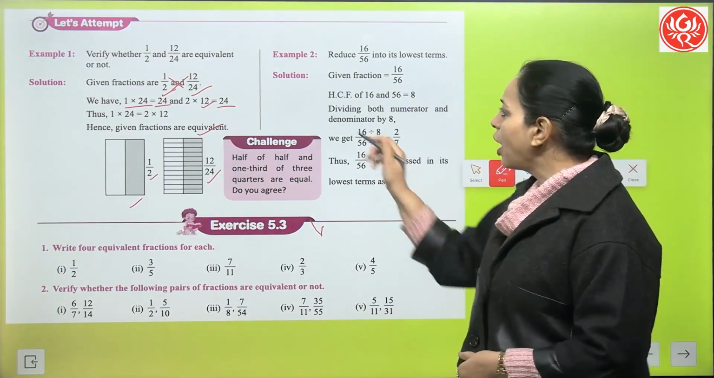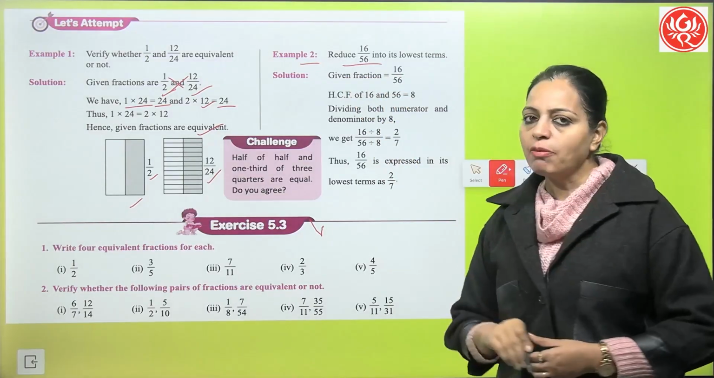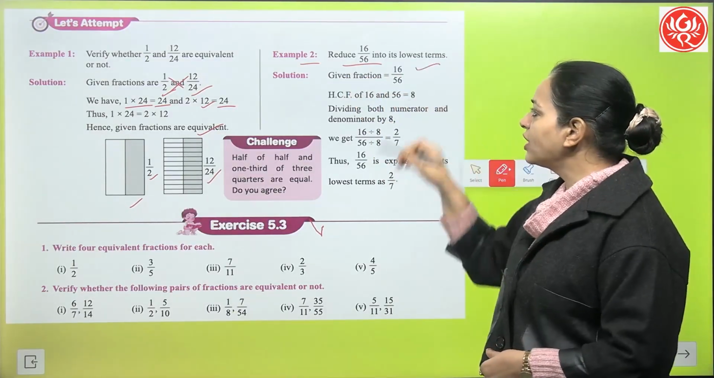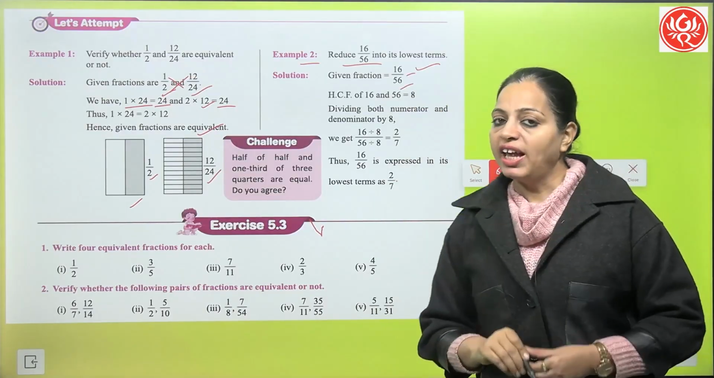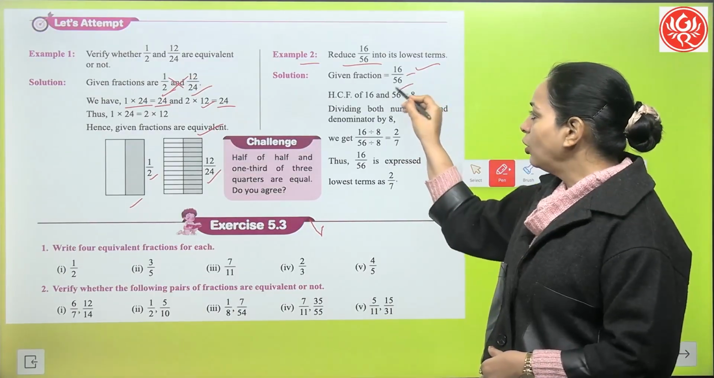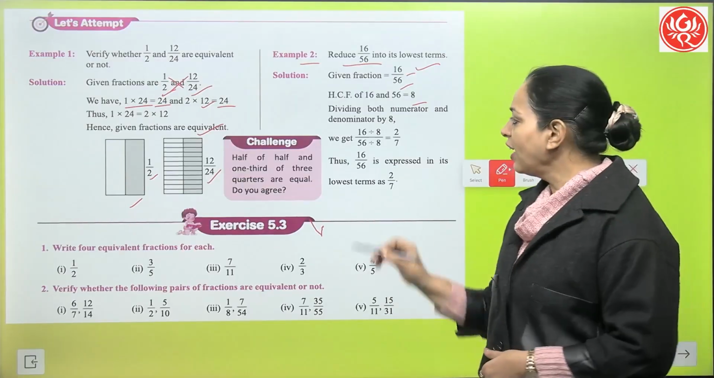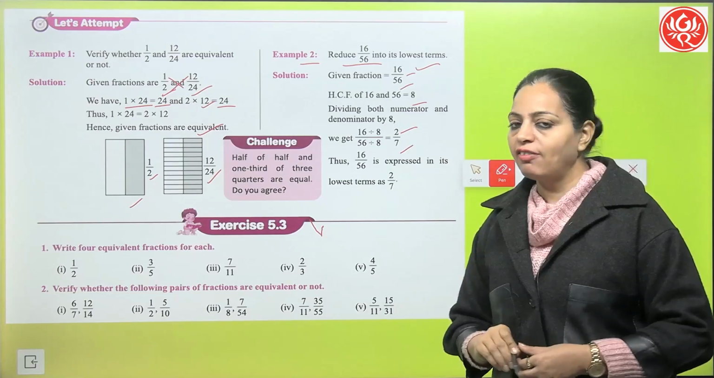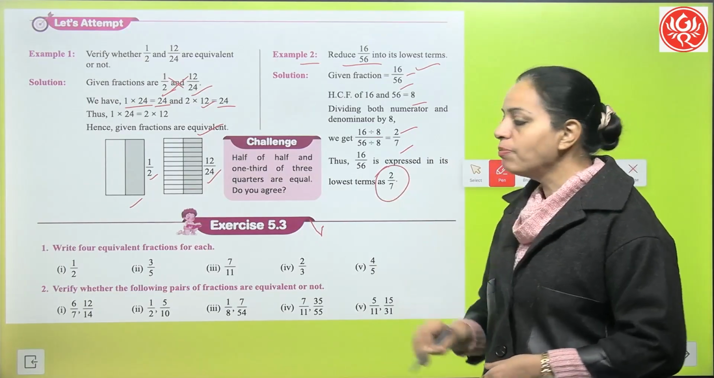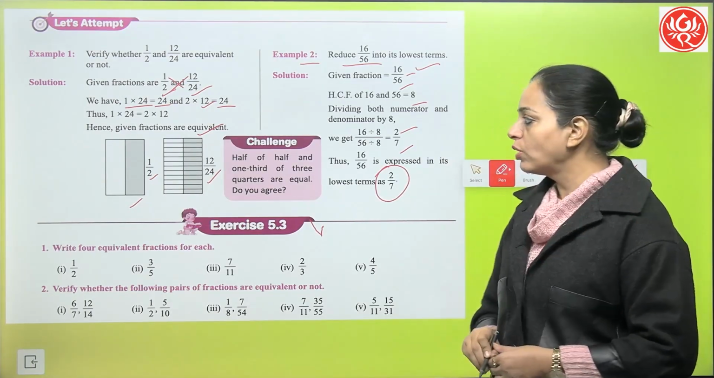Right. Now example 2. Reduce 16 upon 56 into its lowest terms. Now 16 upon 56, their HCF is 8. We will divide both by 8, you will get 2 upon 7. So what is the lowest term? That is 2 upon 7.